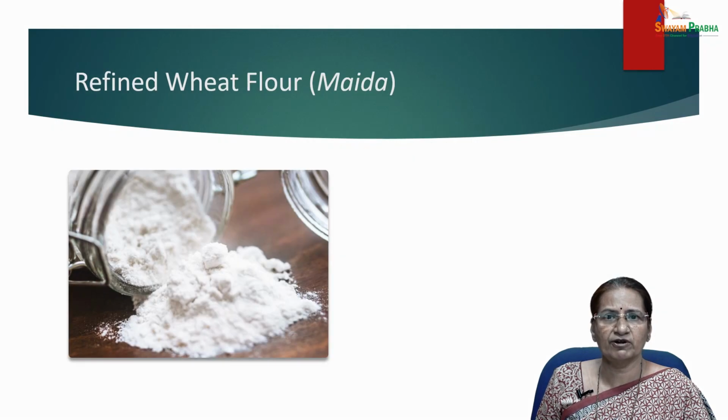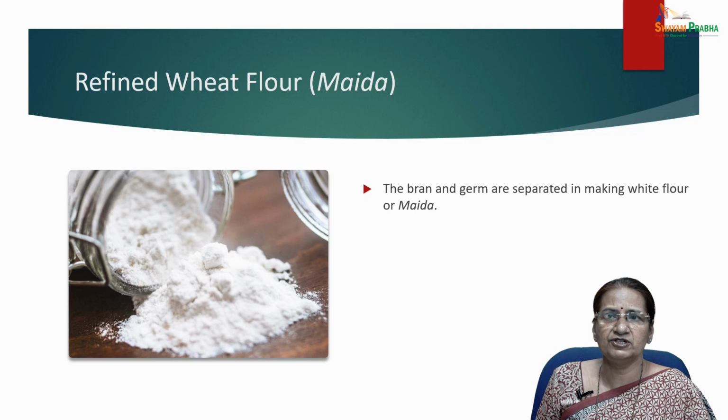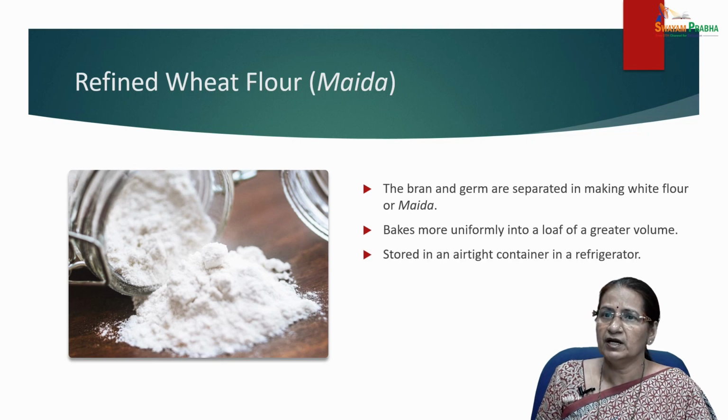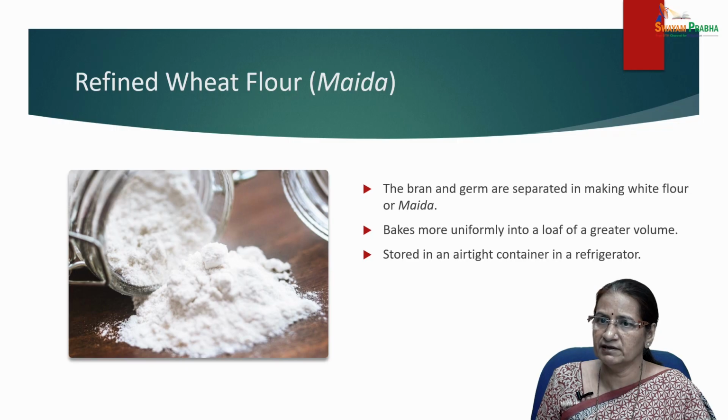Now refined wheat flour or maida. The bran and germ are separated in making white flour or maida. It bakes more uniformly into a loaf of a greater volume. It can be stored in an airtight container in a refrigerator.